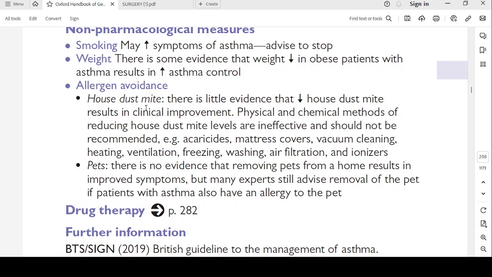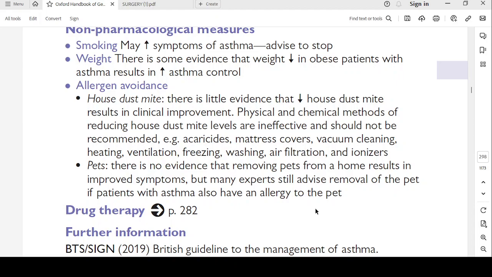There is little evidence that a decrease in house dust mite results in clinical improvement. Physical and chemical methods of reducing dust mite levels are ineffective and should not be recommended. Examples: acaricides, mattress covers, vacuum cleaning, heating, ventilating, freezing, washing, air filtration and ionizers.